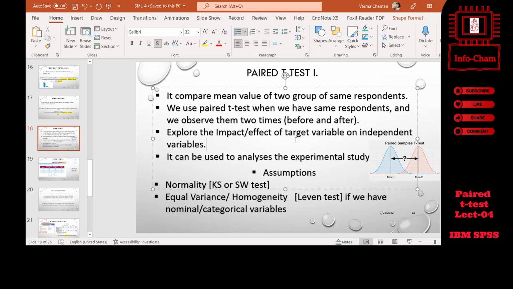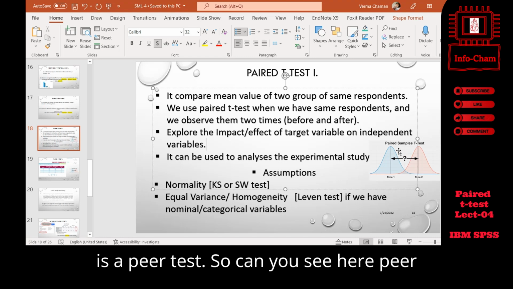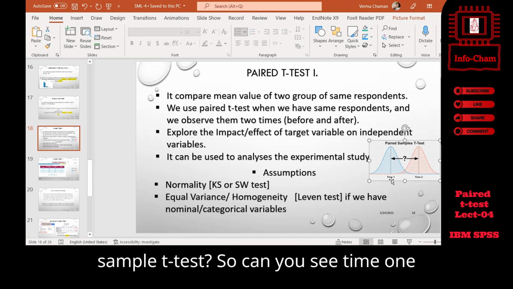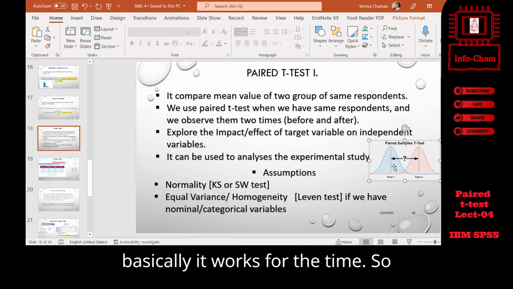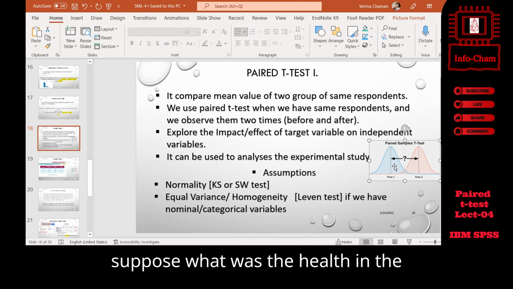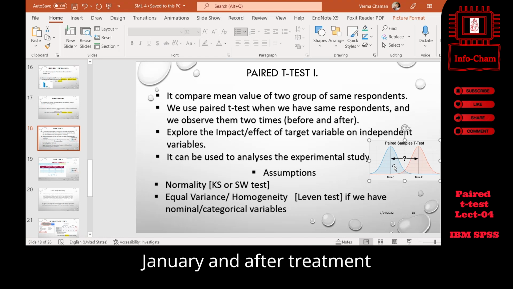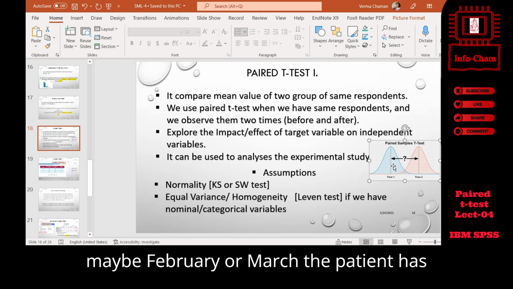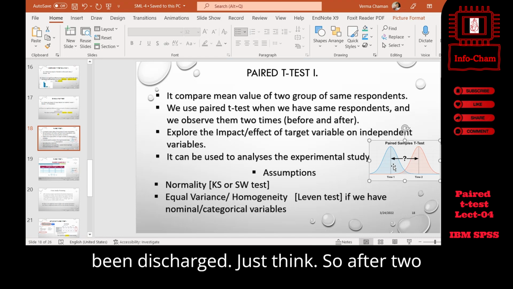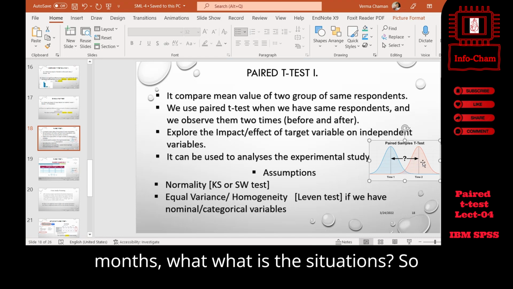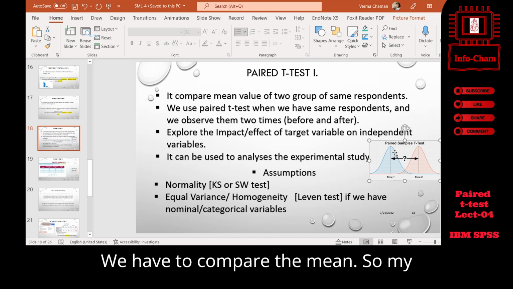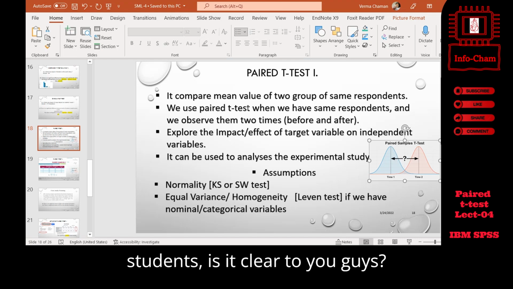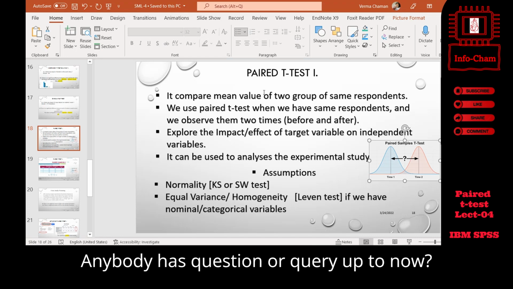What is it? It is a paired test. So can you see here, paired sample t-test? Can you see time 1 and time 2? Practically it is good. Basically it works for time. So suppose what was the health in January, and after treatment, maybe in February or March, the patient has been discharged. Just think, after 2 months, what is the situation? So we have to compare that type of data. We have to compare the mean. So my students, is it clear to you guys? Does anybody have a question or query up to now?